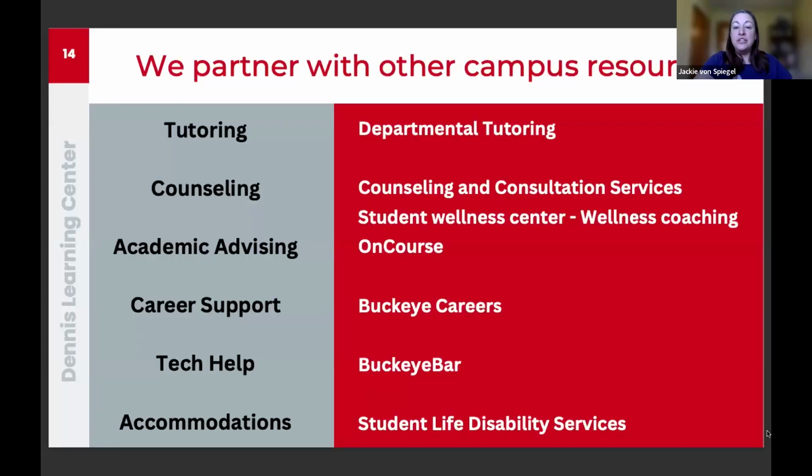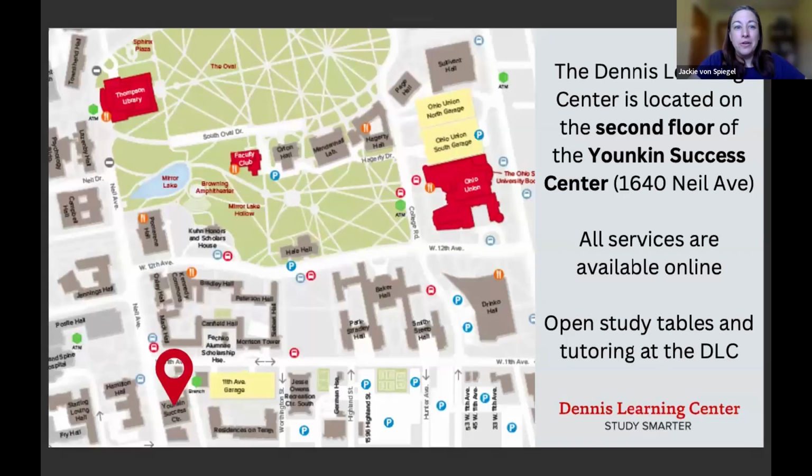And student accommodations. So make sure if you think that you need accommodations to talk with Student Life Disability Services. And we partner with all of these other campus resources. But of course, at Columbus campus, we're not located in one place. We're all kind of spread throughout campus. Where we are located is on South Campus, right down here where the red dot is in Younkin Success Center. So we're kind of south of the Oval. We have open study tables, and there is tutoring available at the Dennis Learning Center, but all of our services are also available online and at other locations around campus. So we try to make it convenient for you.